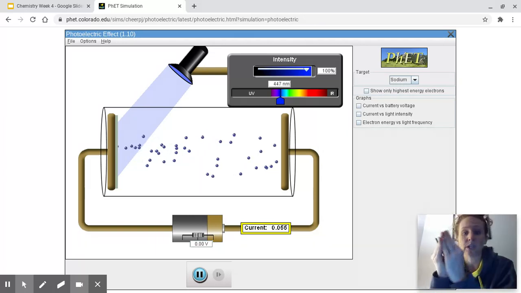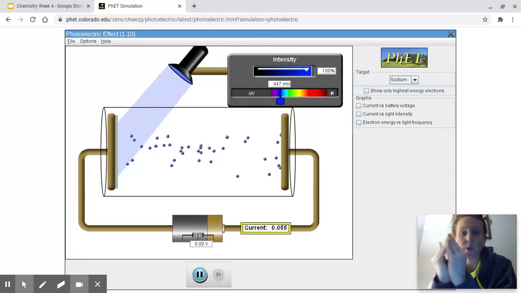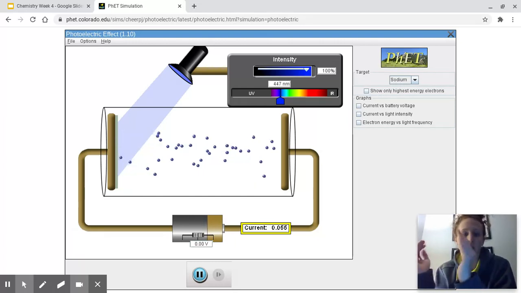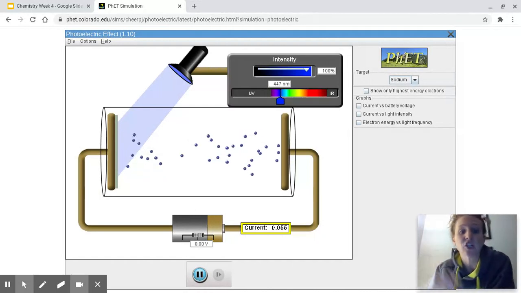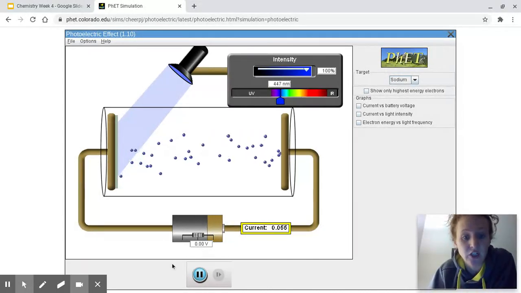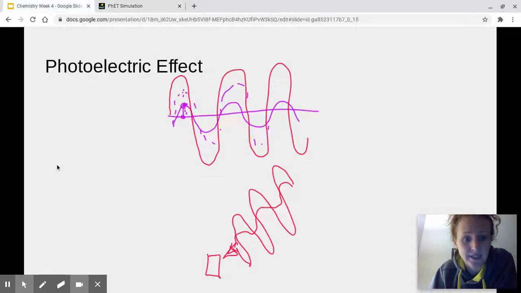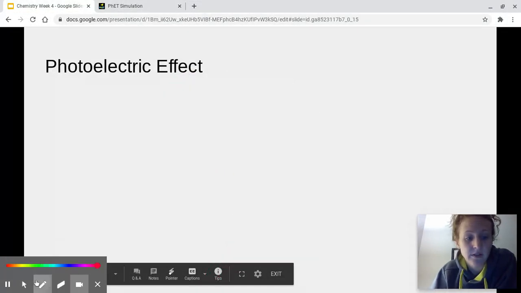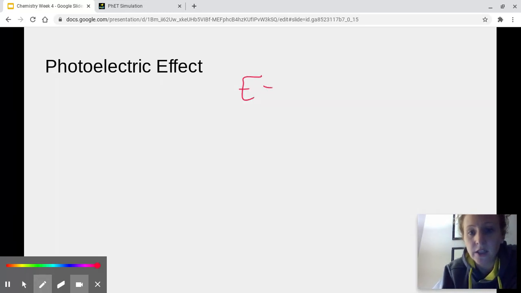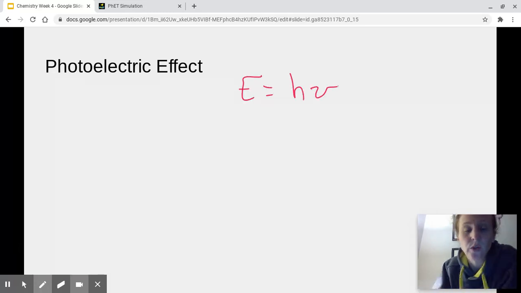And so we don't need more waves. We need a bigger bundle of light. And once our bundle gets to be big enough, then it can actually knock off an electron. And that is where the equation E equals h nu came into play.